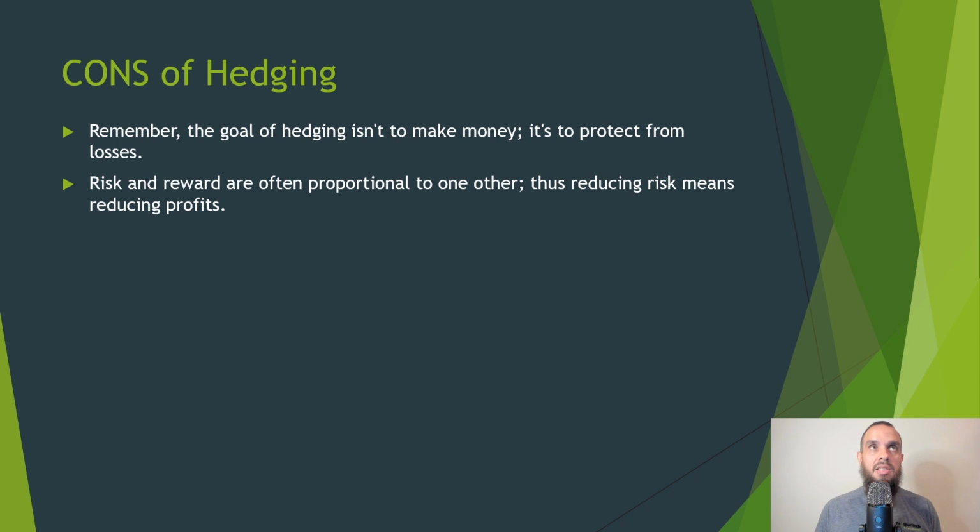So what are some of the cons of hedging? Of course, when you pay for that protection, when you pay for the opposite side, it's like paying the premium. So if your stock takes off, and in the same example, let's say you would have made 20%, initially you would have made 20% on that $10,000, or $2,000. You're not going to get that full 2,000. Maybe you'll get half of it or a third of it. Your potential for profit is also going to be reduced. Risk and reward are often proportional to one another. Thus, reducing risk means reducing profit.